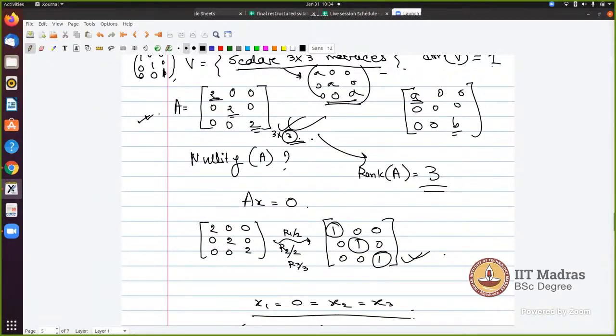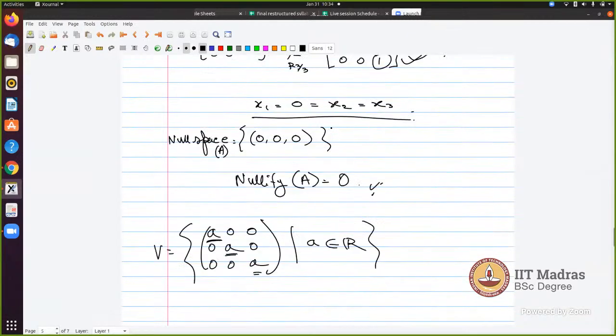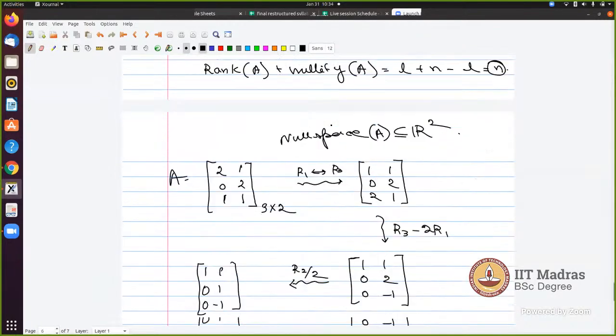So for some matrices, if you can calculate the rank, then you have already calculated the nullity. And if you know the nullity of that matrix, you can easily say what is the rank of that matrix. Is it clear? Yes, sir. Okay. Great. So this was one of the important topics of week 5.